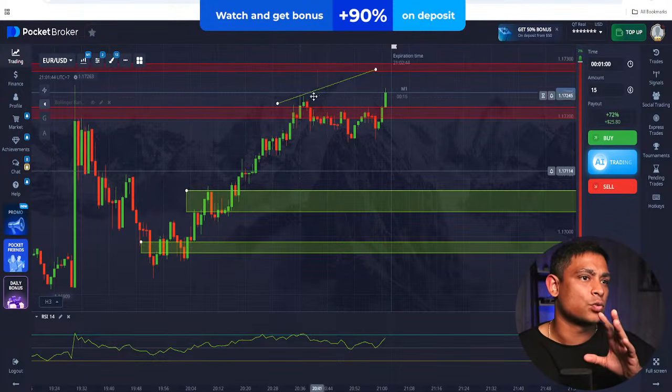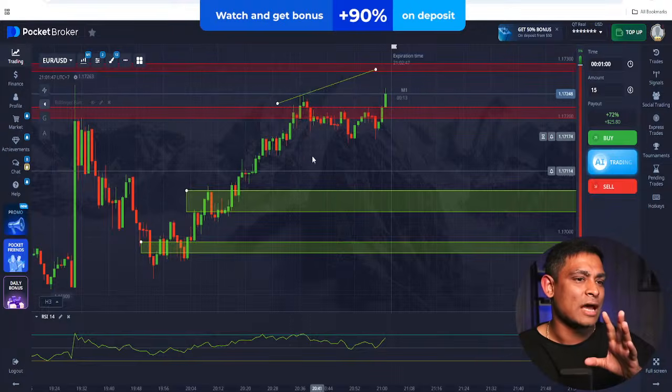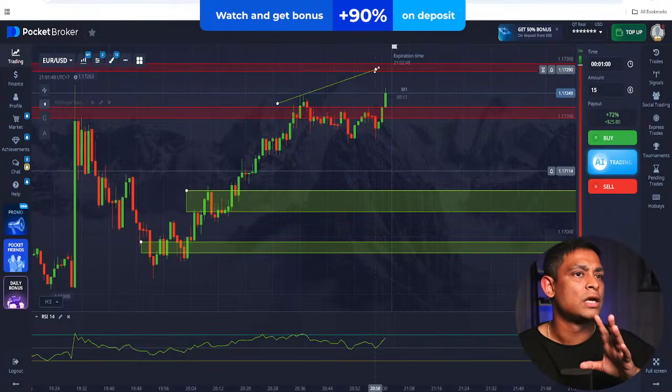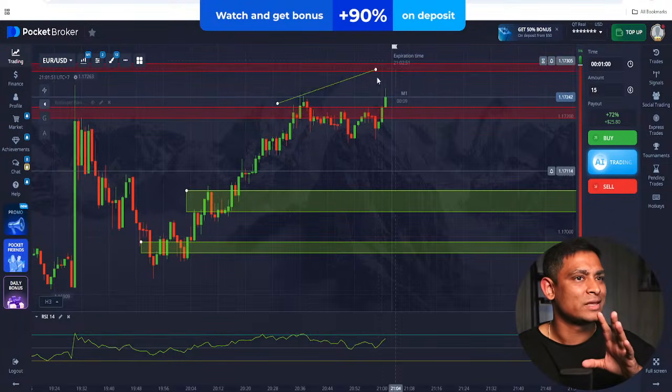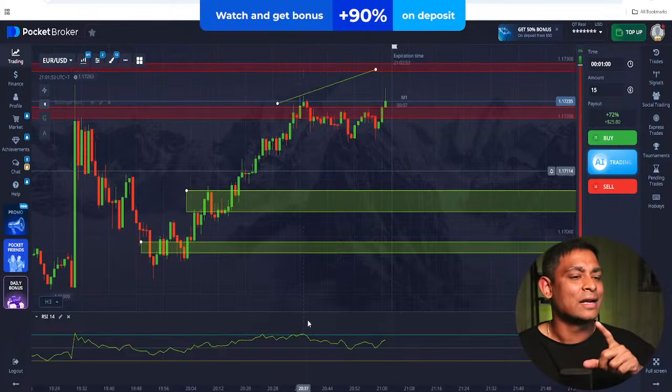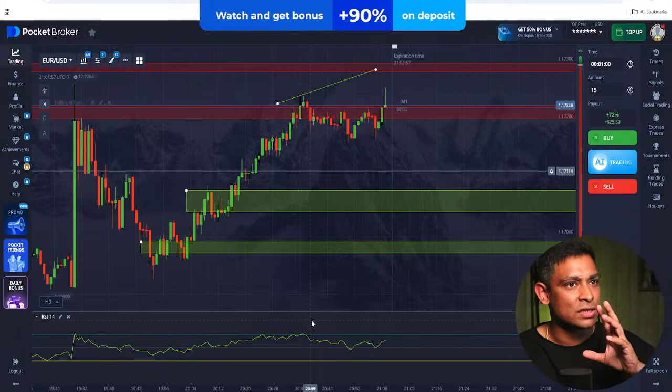And this is what I was talking about some time back, that the price probably will move in this direction, give us a high, and then we will see something like this, a bearish divergence.